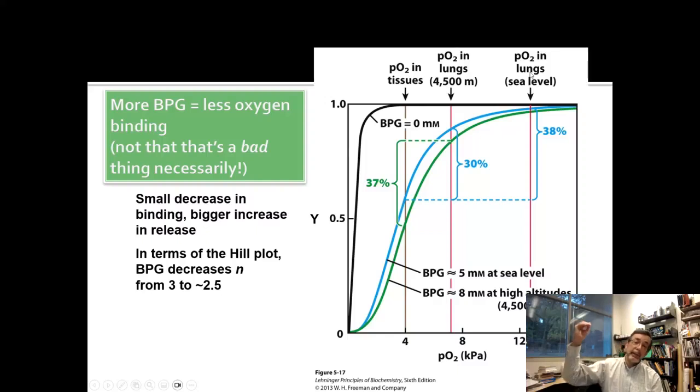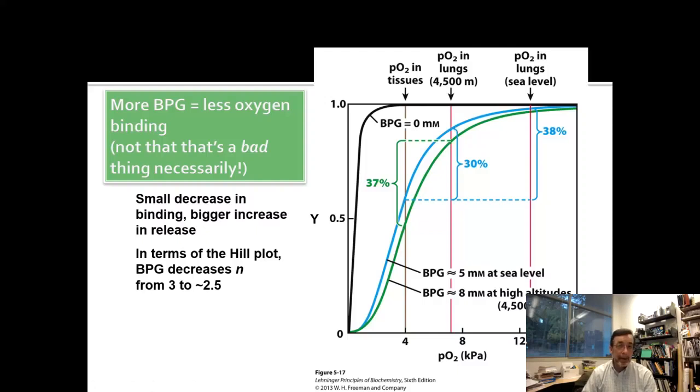But as you move up on a mountain, for example, if you get on a plane and fly to Denver, you're suddenly at 4,500 meters up. The partial pressure of oxygen has dropped from 13 to 7. It's dropped almost in half. That means that when your lungs load up with oxygen, when your hemoglobin goes to the lungs, it's not at this point, it's at this point right here. And it's getting less oxygen in. So, what do we do?